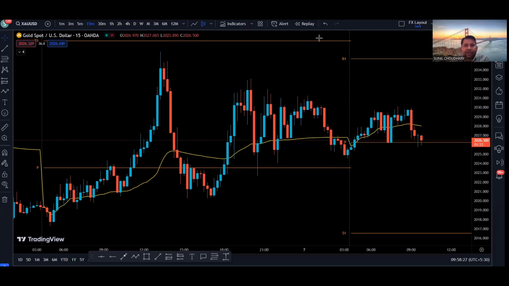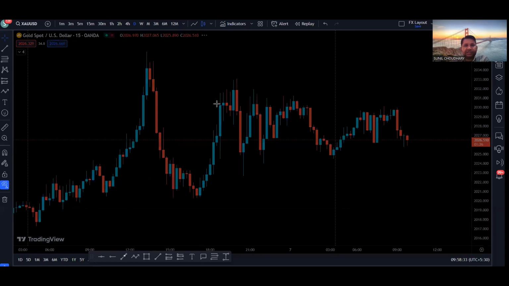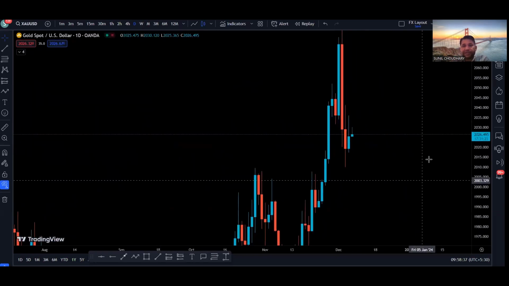So this is something that happened on the gold yesterday. Now let's talk about what is going to happen today and what we are going to anticipate. So we are going to start with the daily time frame. Let's see first of all how the daily candle closed.